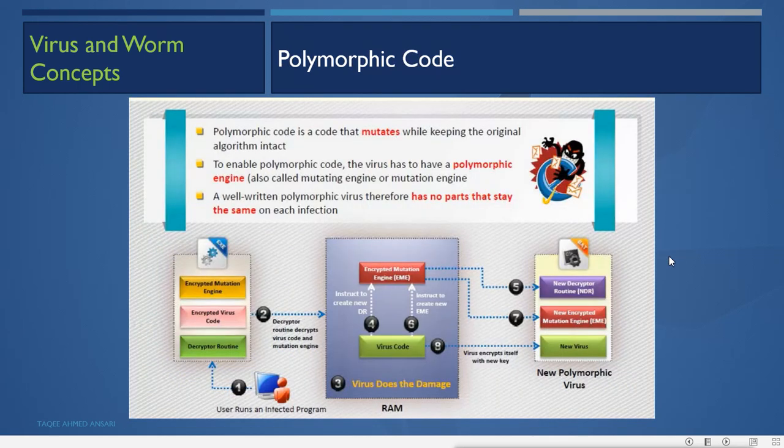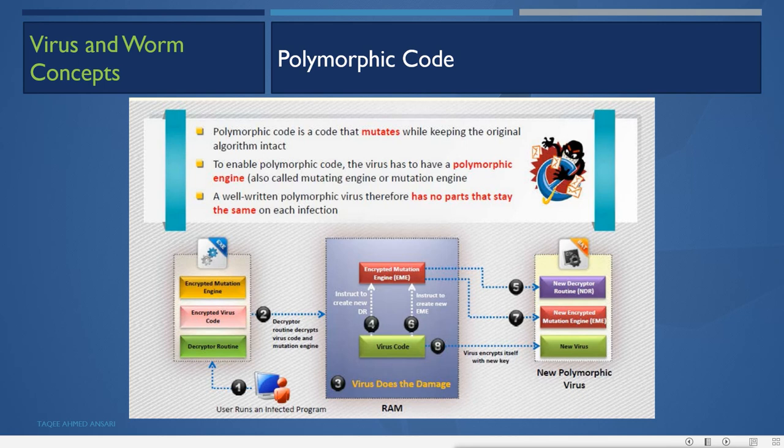Then you have polymorphic code. This polymorphic code is a code that mutates while keeping the original algorithm intact. To enable the polymorphic code, the virus has to have a polymorphic engine, also called mutating engine or mutation engine. A well-written polymorphic virus therefore has no parts that stay the same on each infection. It is very simple. What does it do? Every time it infects a program, it changes its code itself.